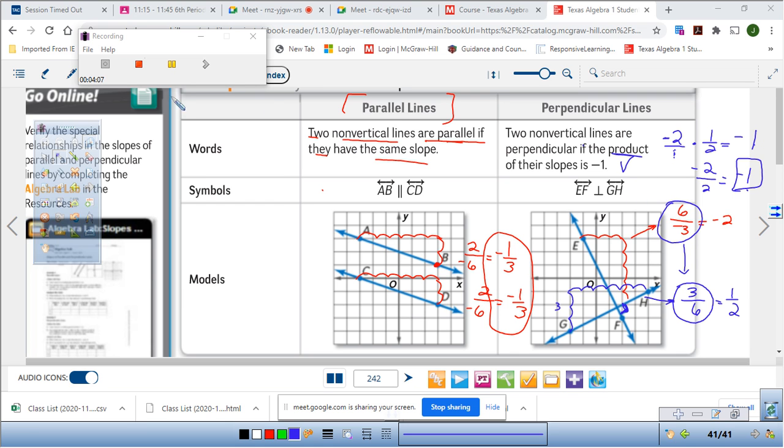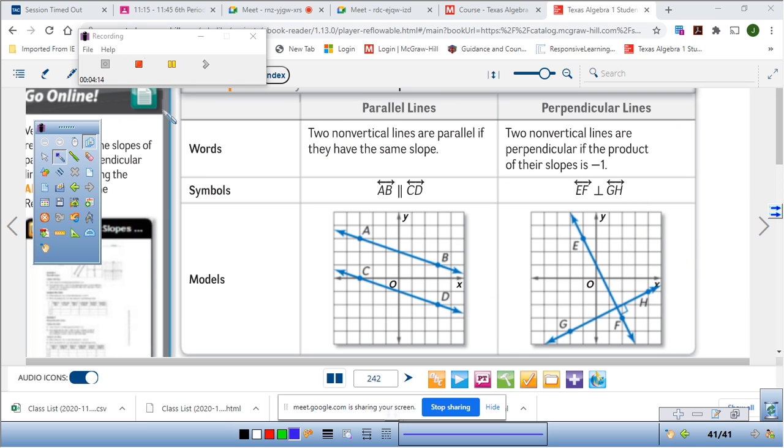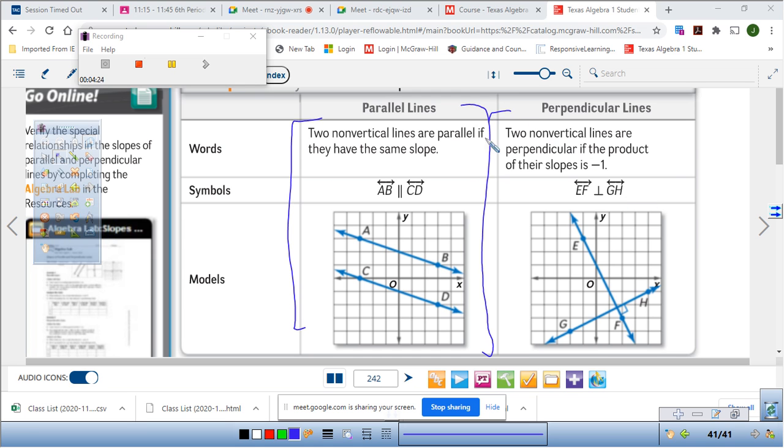So let's start off with this again. Copy this down. Visually, these are parallel because they have the same slant, the same slope. These are perpendicular because they cross at 90 degrees. But we're going to get more into it right now. Copy these two things down, guys. Please copy those two down.